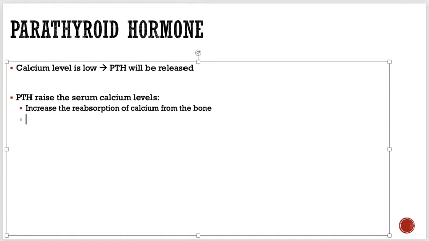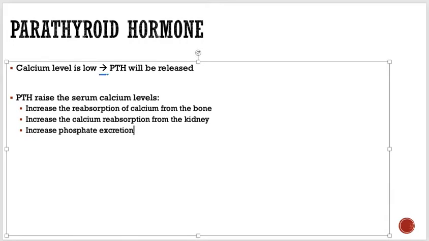So what does parathyroid hormone do? Simply, it has to bring calcium into the blood, so it starts absorbing it from the bone. Now it will also increase the calcium reabsorption from the kidney, so that more and more will be available in the blood. Now, whenever it reabsorbs calcium, what does it do? It throws out phosphate. So simply, it increases phosphate excretion. Okay, so this is the point here.